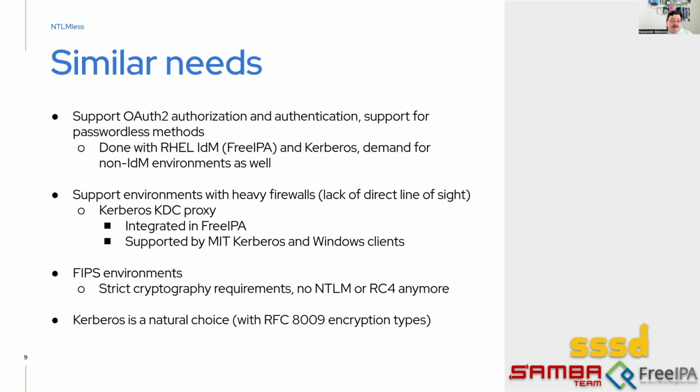deploy IPA. We also saw for a long time a need to get support for the firewalls and lack of direct line of sight. And one of the examples is the Fedora project. All Fedora contributors use FreeIPA and Kerberos to get access to the package maintenance tasks and other services. But they don't have direct access to IPA domain controllers. Instead, they use the Kerberos KDC proxy over HTTPS to connect to it.